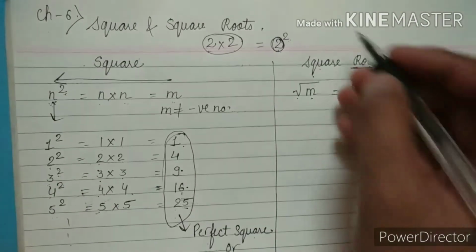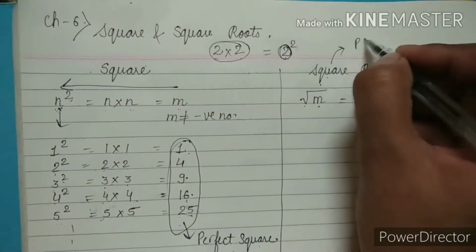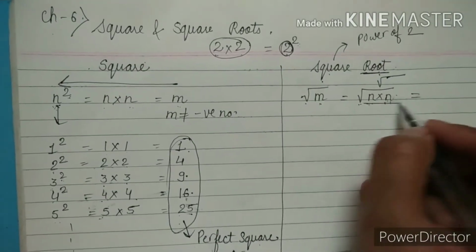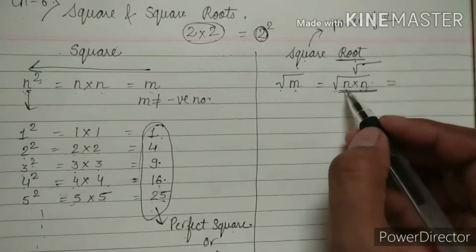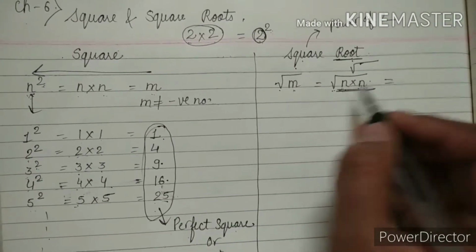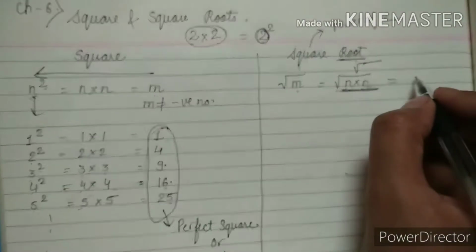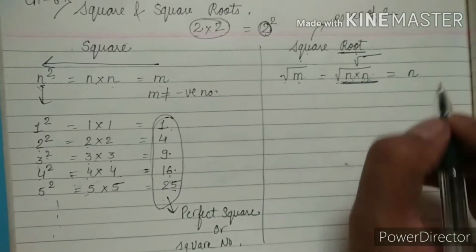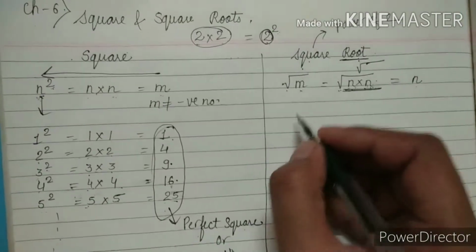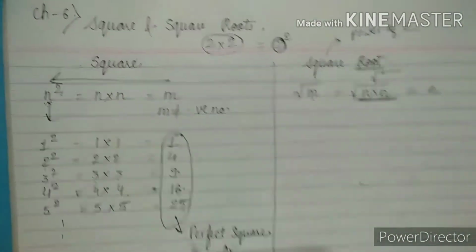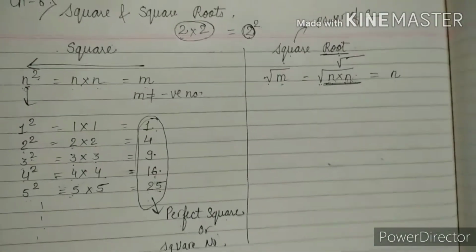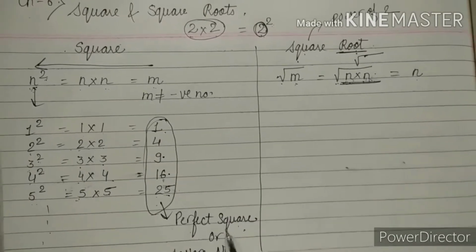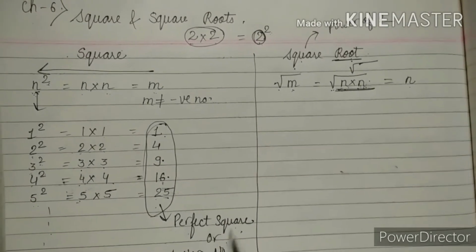Square means power of 2, so here we will see the pairing of 2. Here we have the pairing of 2 n's, which will give us only one n. So the answer is n. Now we will see an example of this. Firstly we are putting the same examples: 1, 4, 9, 16 and 25, because they are perfect squares. We are not putting other numbers.